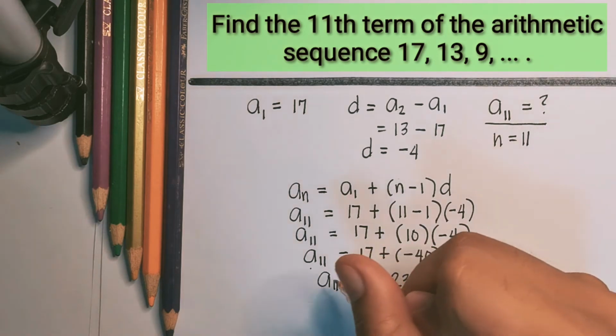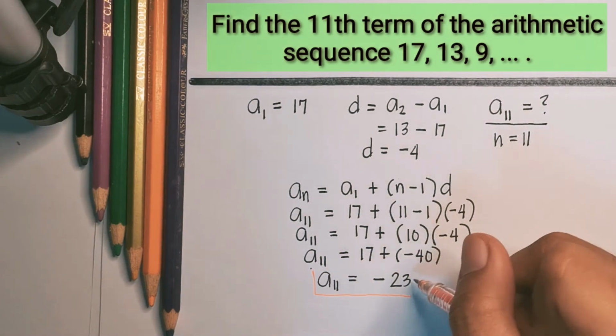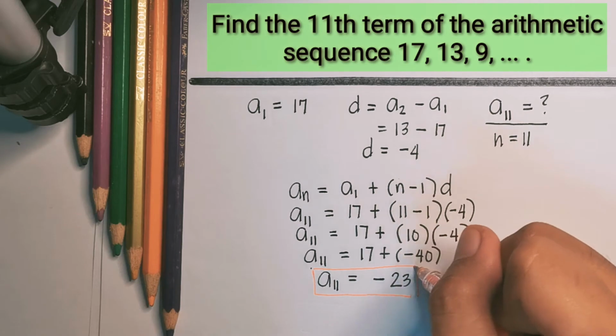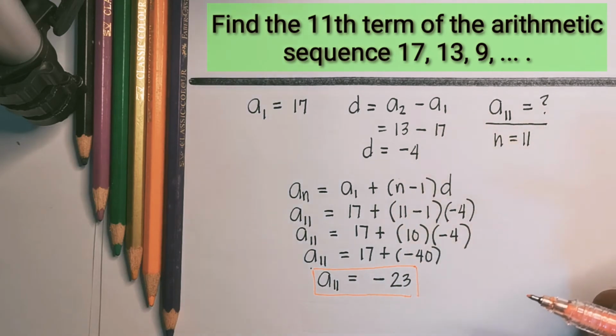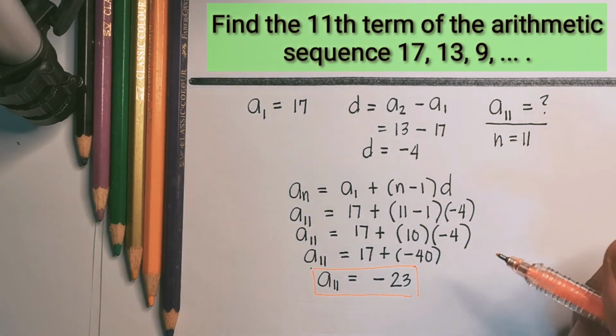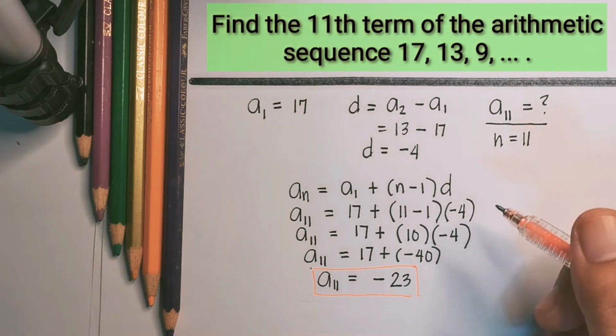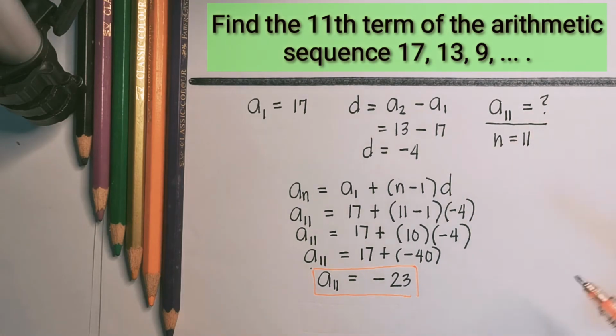Bakit negative 23? Kapag magkaiba ang sign na ating i-add, so we're going to subtract, then copy the sign of the larger number. So, alin dyan ang may mas malaking absolute value? So, itong 40. Kaya ang ating sign ay negative. So, 17 plus negative 40 ay equal sa negative 23. Ngayon, ibig sabihin, ang ating 11th term ay negative 23.